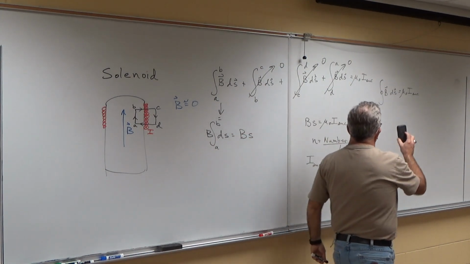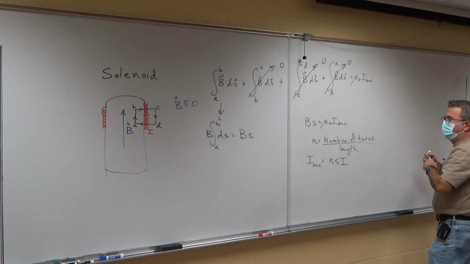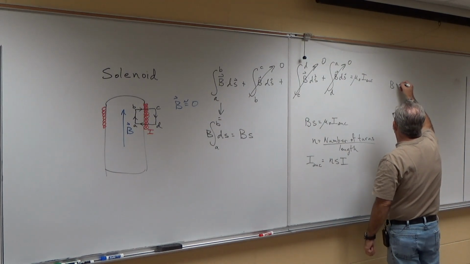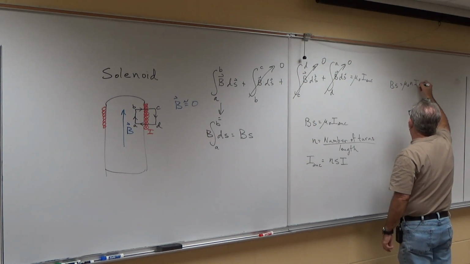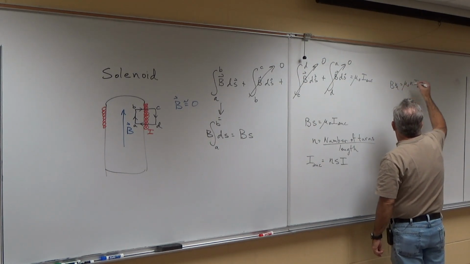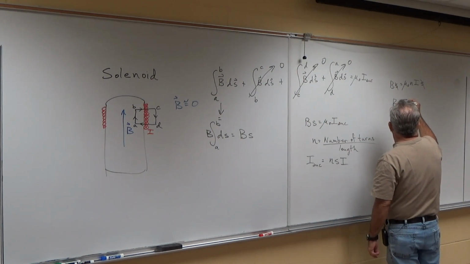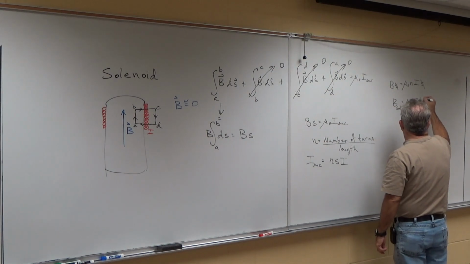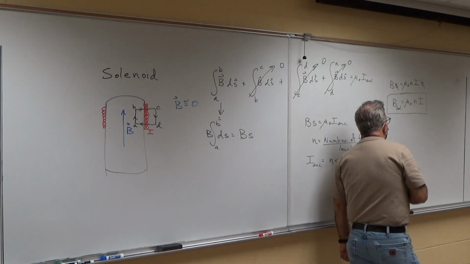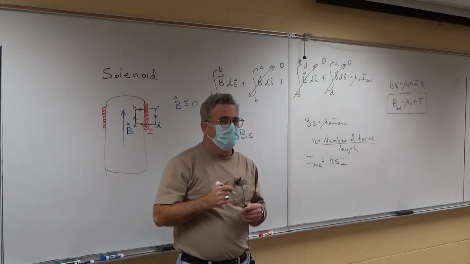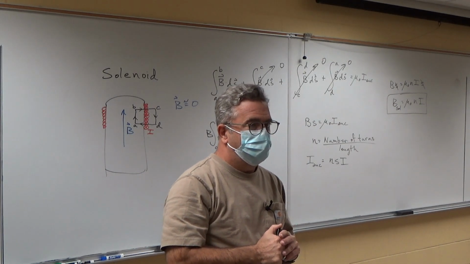So replacing that here, I get BS is equal to mu naught NIS. S cancels, and you get B of the solenoid is equal to mu naught nI. That's it. Where little n is the number of turns per unit length.